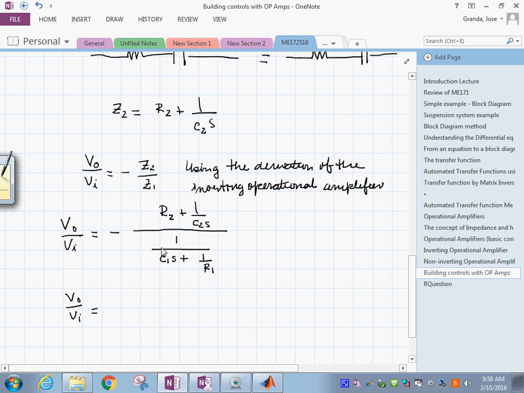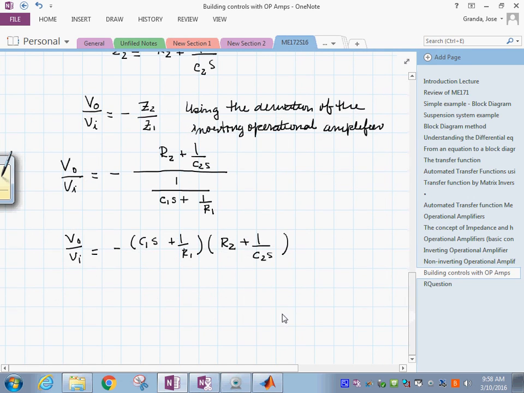So let's just give it a try. Here you have a minus, and then you will have C sub 1 times R sub 2 times S plus C sub 1 times S divided by C sub 2 times S. That's right there, this cancels. And then you have plus R2 over R1, and then plus 1 over R1 C sub 2 times S. See? And so we keep on working on this.